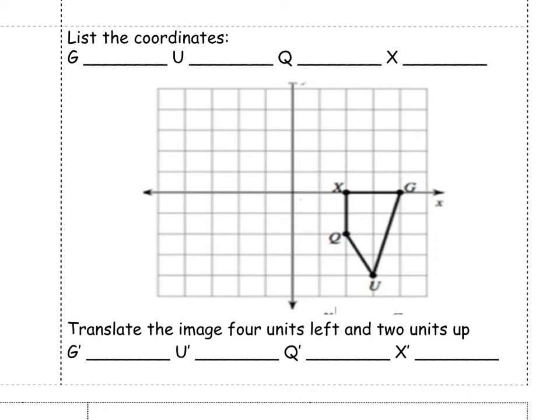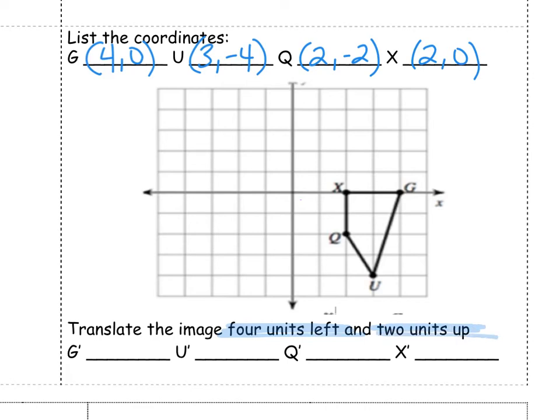And our final example today has the shape GUQX. So go ahead and let's start by finding our original coordinates. Now that we know our original coordinates, we can go ahead and look at what the rule is asking us to do. They're saying to translate or slide the image 4 units left, 2 units up. So when I think about this, left or back 4 is going to change my x value, and 2 units up is going to change my y value.